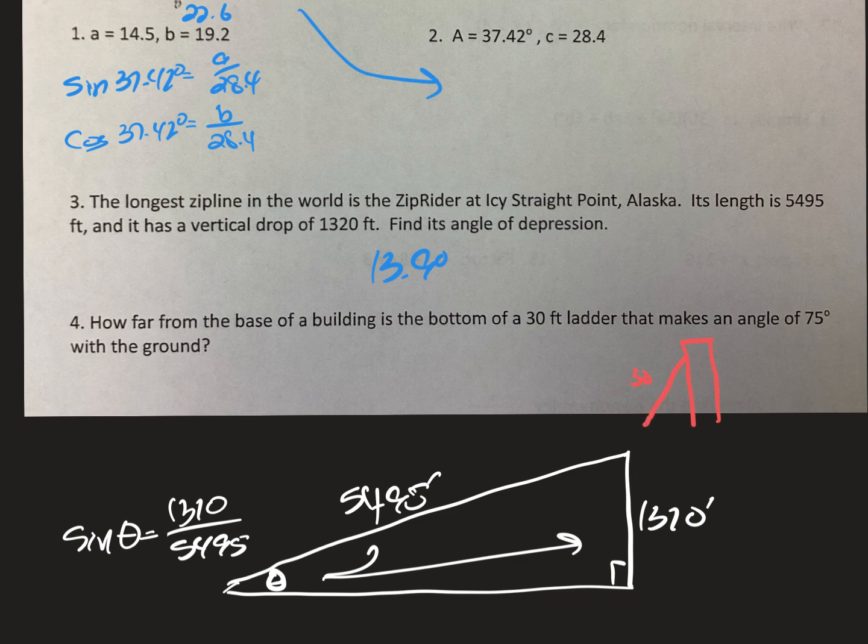This is 30 feet. It makes an angle with the ground of 75. So 75 is right in there, and there's no right angle. And he wants to know how far from the base of the building. So what is that side right there?